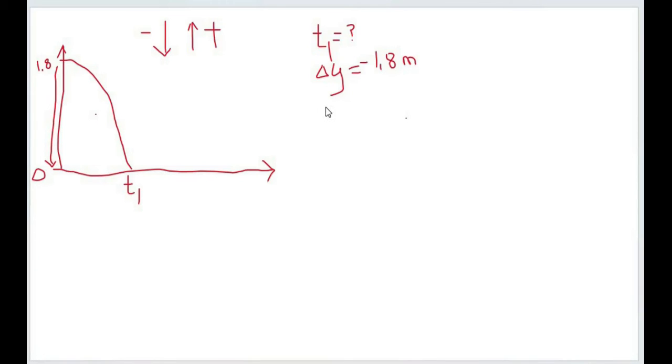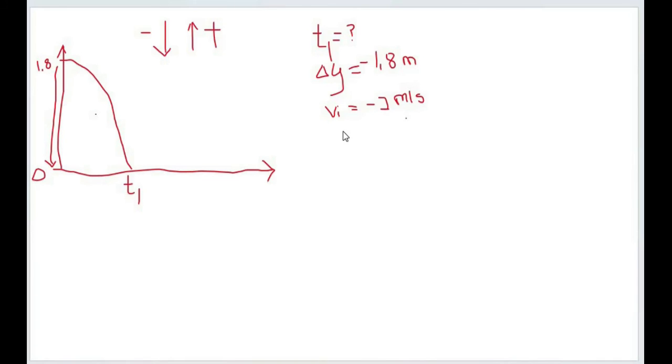The other thing that we know is that it was projected. That's the key term. It was projected at an initial velocity of 2 meters per second. It's down because it's projected vertically downwards, so it's negative, right?